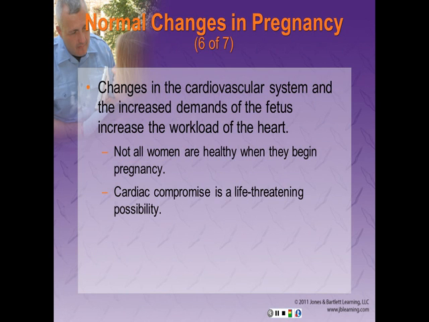Changes in the cardiovascular system and the increased demands of the fetus significantly increase the workload of the heart. Remember, not all women are healthy when their pregnancy began, and cardiac compromise can be a life-threatening possibility.